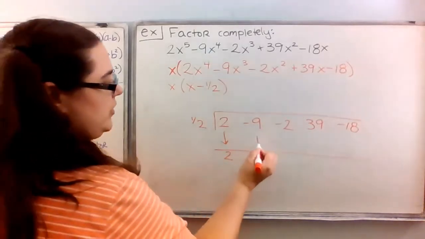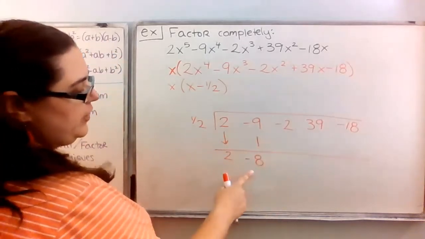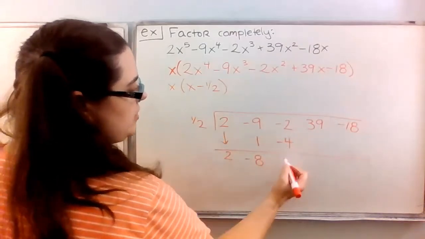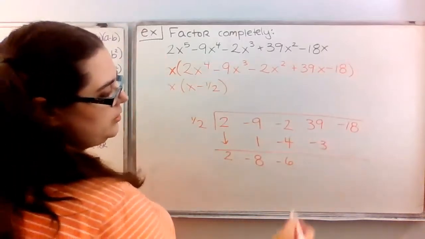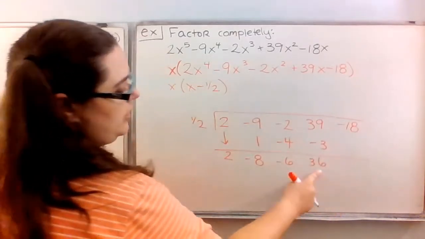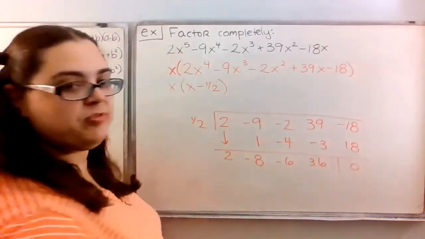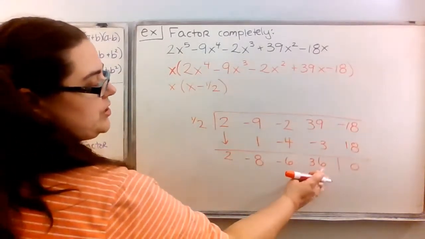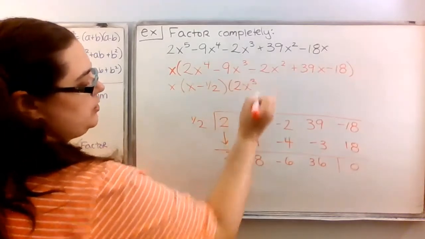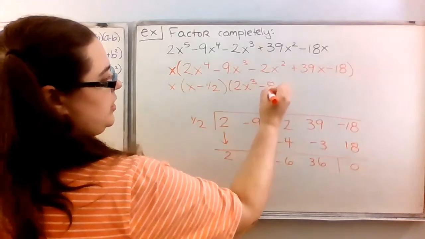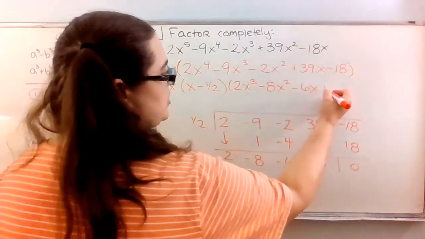So 1/2 of 2 is 1. And then negative 9 plus 1 is negative 8. 1/2 of negative 8 is negative 4. Minus 2 is negative 6. 1/2 of negative 6 is negative 3. Plus 39 is 36. 1/2 of 36 is 18. And we'll get our remainder of 0 as we anticipate. This is degree 0, 1, 2, 3. So we know that we're going to have 2x cubed minus 8x squared minus 6x plus 36.